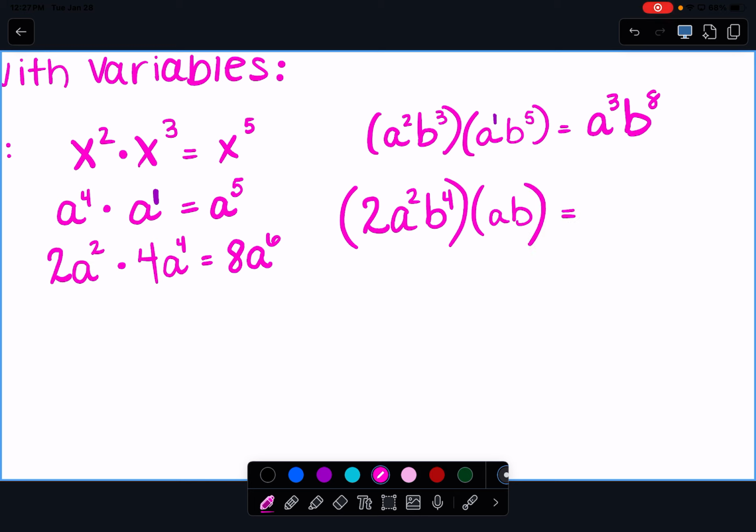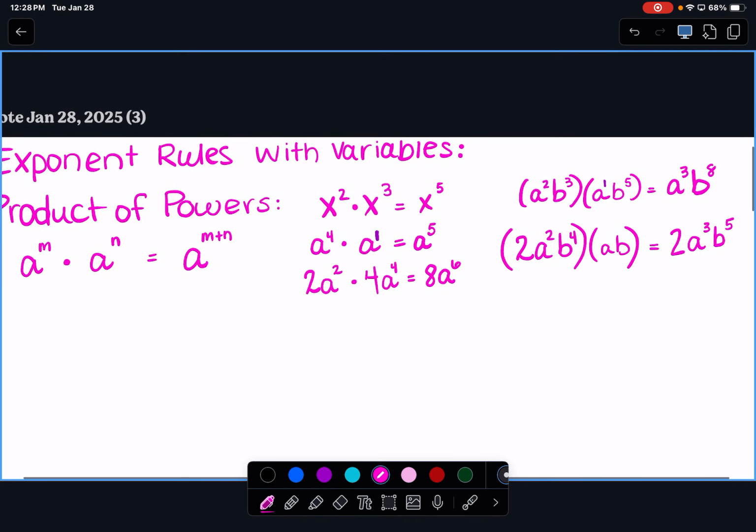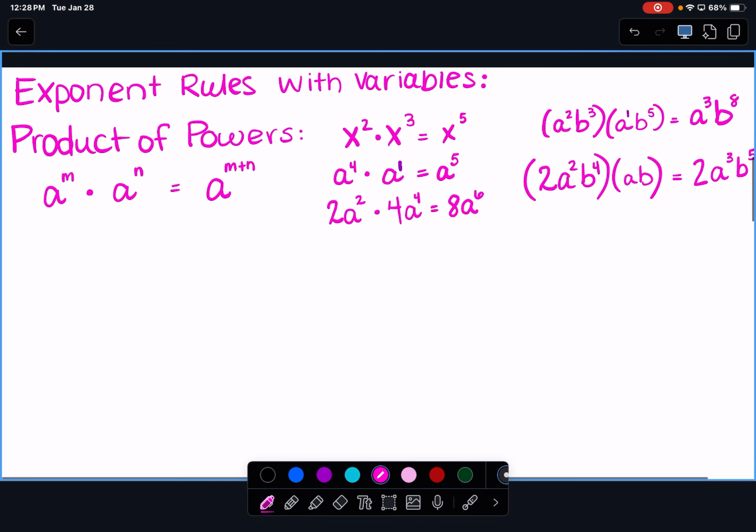All right. For this one, is there anything I need to multiply that constant by? Is there anything to change it? So I just need to put my 2 there. And then it'll be a to the what? 3. B to the, what was that? It is the 5th. All right, and we are done with our examples for product of powers.